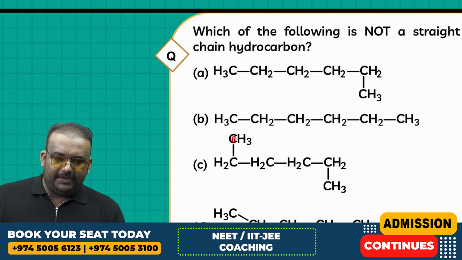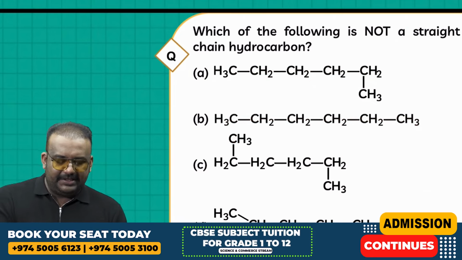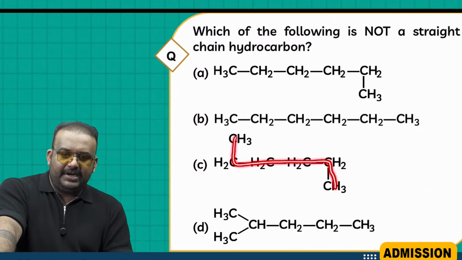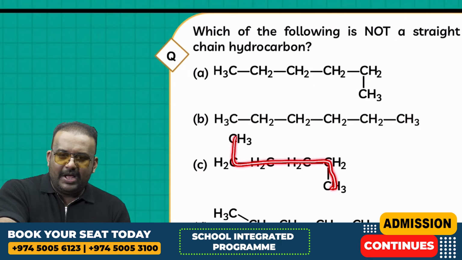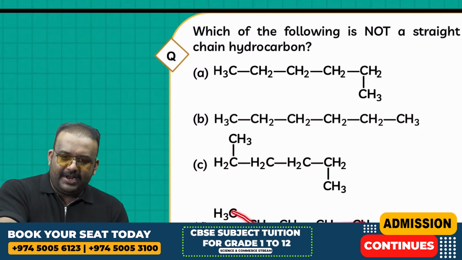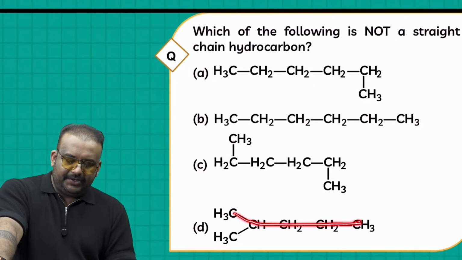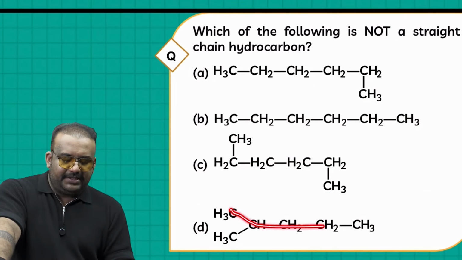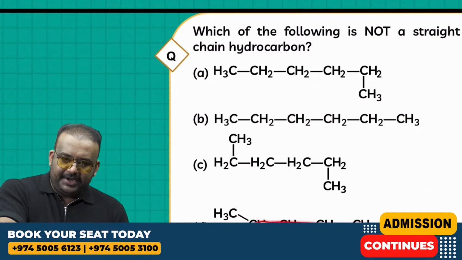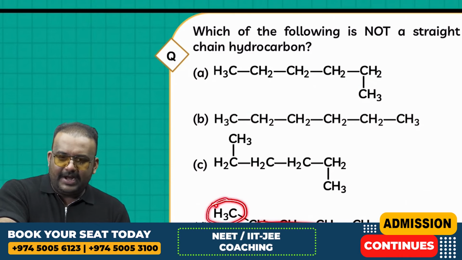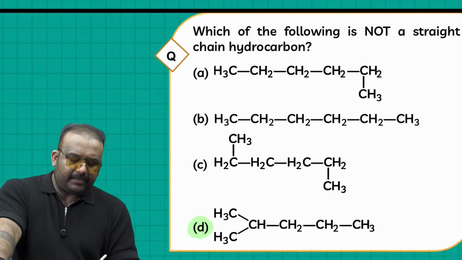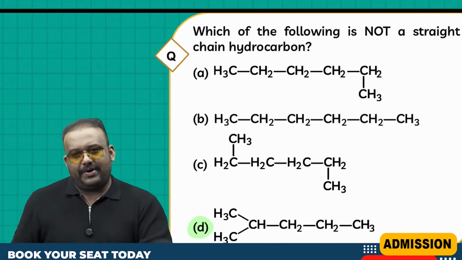In option C, do we have any branching here? No, because here also the carbon atoms are connected at a stretch. There is no branching. But in this case, you can see that there is a branch, correct? Because here we don't have a stretch of continuous carbons. The maximum stretch that you can get is this, and in that case, this will be the branch. Or I can select this as the straight chain, and then this is the odd one out. This is a branch. So the one in option D is not a straight chain hydrocarbon.